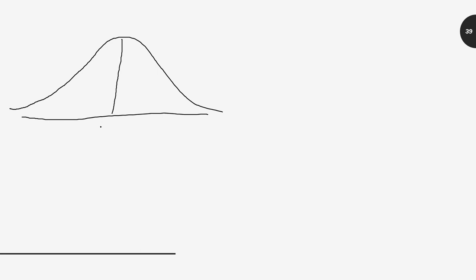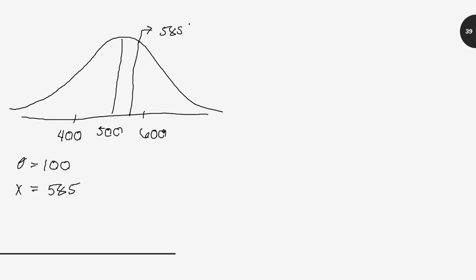Magdo-drawing na po tayo. Yung nasa gitna is 500. Okay, standard deviation is 100. While the value of x is equal to 585. Okay, dito sa left side, 400. While here, 600. So, stop na tayo dyan. And then, let's assume that 585 is located here. So, let's check po kung pasok po ba siya.